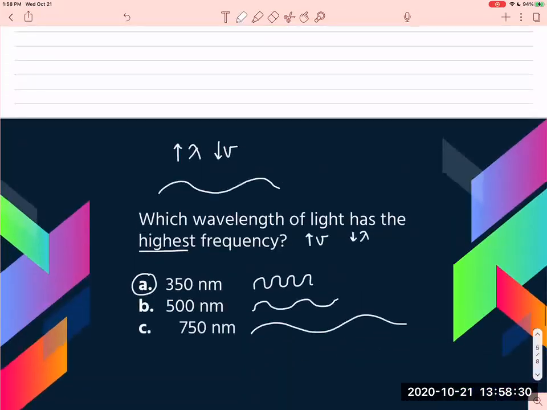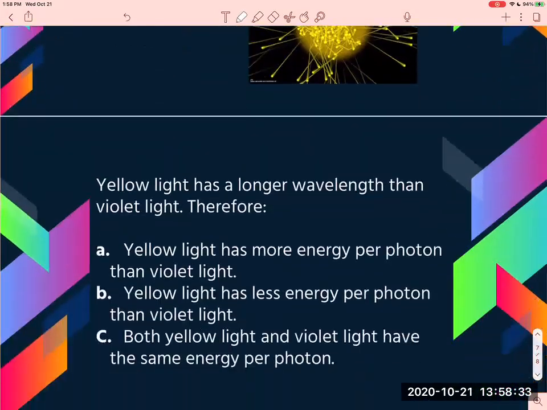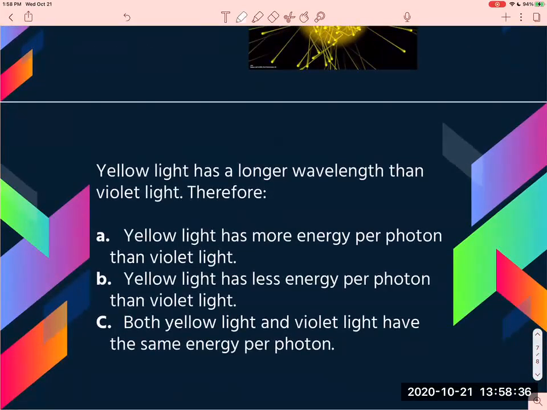Oops, where's my other slide? Oh, okay, that's okay. So our yellow light has a longer wavelength than violet light. So tell me what you think about the energy. So think about what we talked about with the energy. So we have more energy with, so energy, higher energy corresponds to what kind of frequency? Corresponds to higher frequency, but we're bobbing up and down a lot, which corresponds to a lower wavelength.